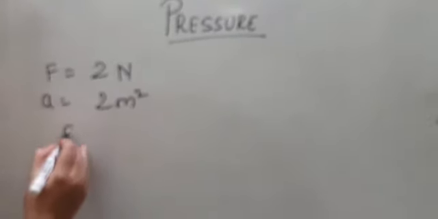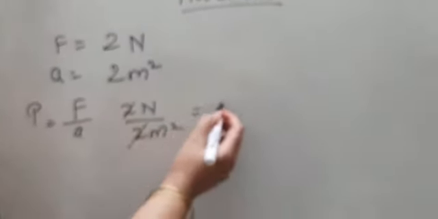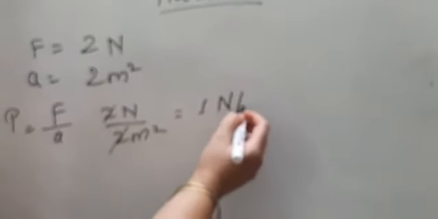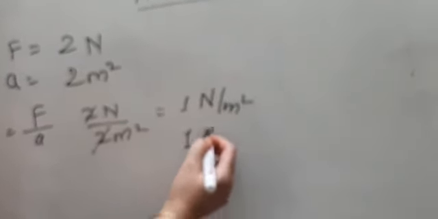In the question it is given that force is 2 Newton and area is 2 meter square. We will simply put these in the formula to find pressure. So 2 Newton upon 2 meter square. These are SI units. We can directly solve: 2 ones are 2. So pressure is 1 Newton per meter square or 1 Pascal.